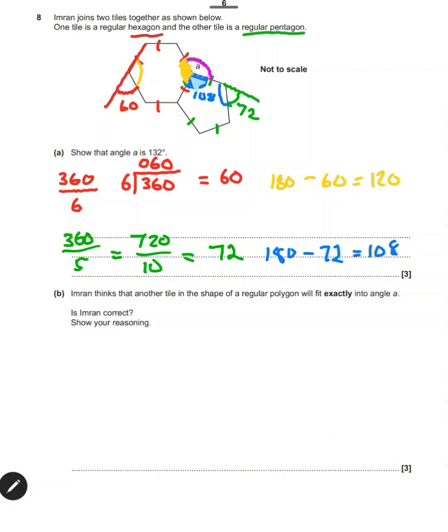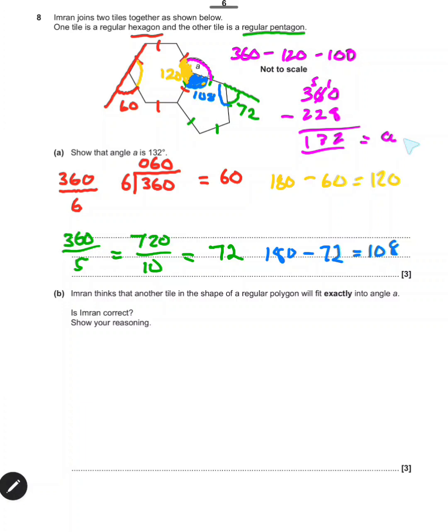This angle is 120. These three angles, including A, will add up to 360. So to find A, I'm going to do 360, take away 120, take away 108. Altogether, I'm taking away 228 from 360. Which is 132. That is your angle A.